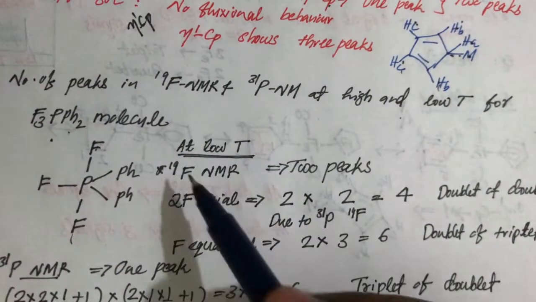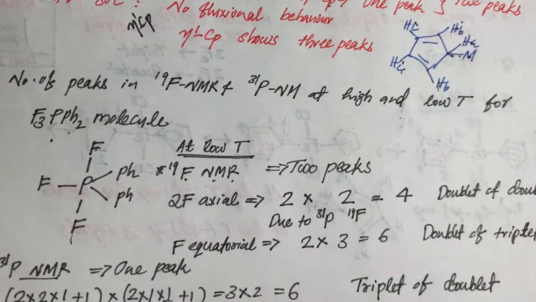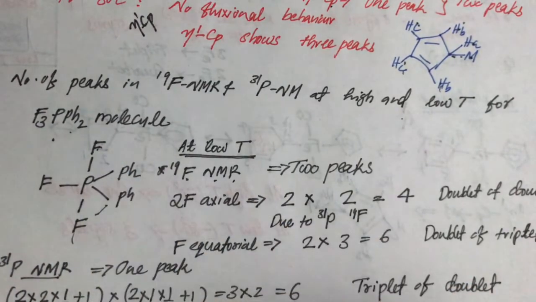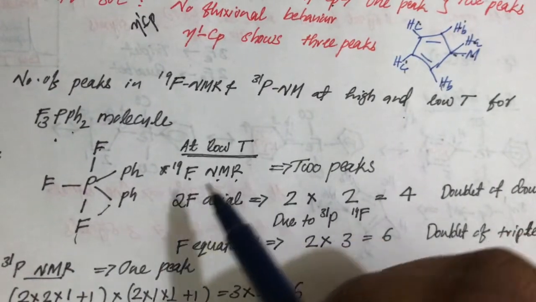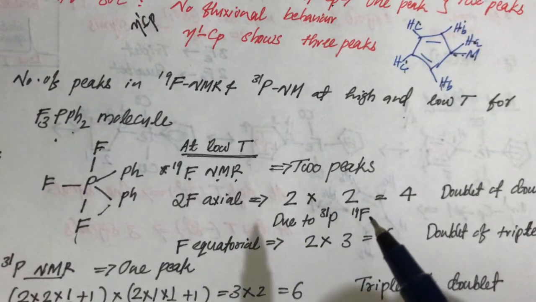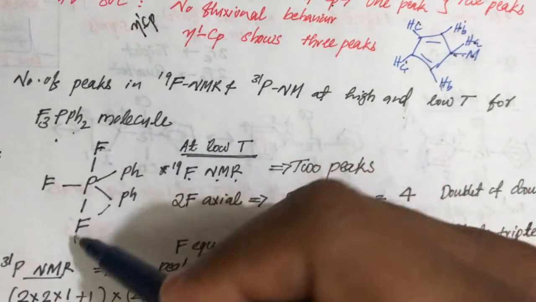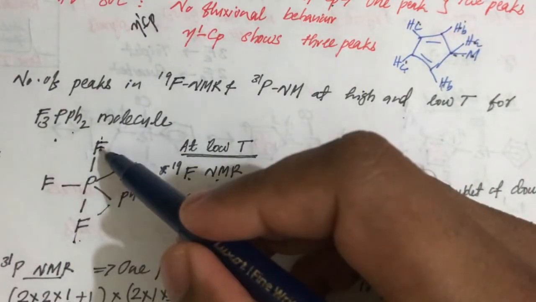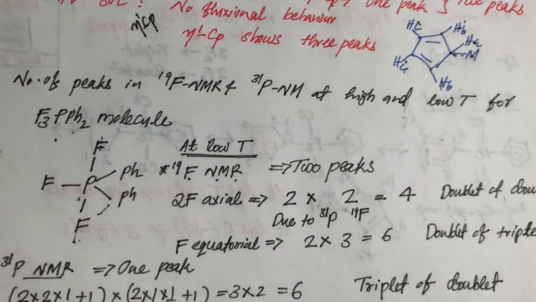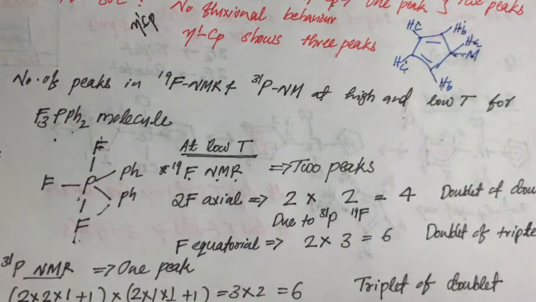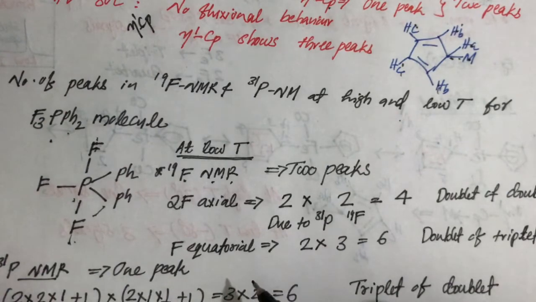At lower temperature, when we are taking 19F NMR, what we will do is first evaluate how many fluorines are there. At low temperature, we know there is no fluxional behavior, that is this molecule is rigid. So you can have 2 axial fluorines and 1 equatorial fluorine. That means you can have 2 peaks in fluorine NMR, 2 peaks. Okay, so how will the splitting pattern be? That also we can check.